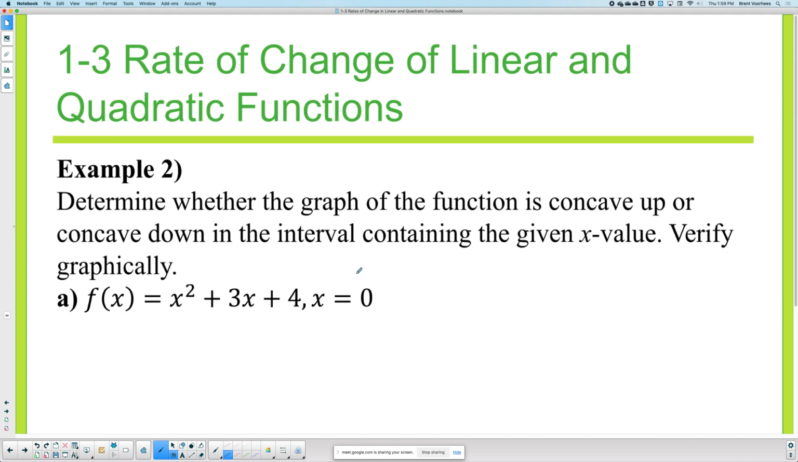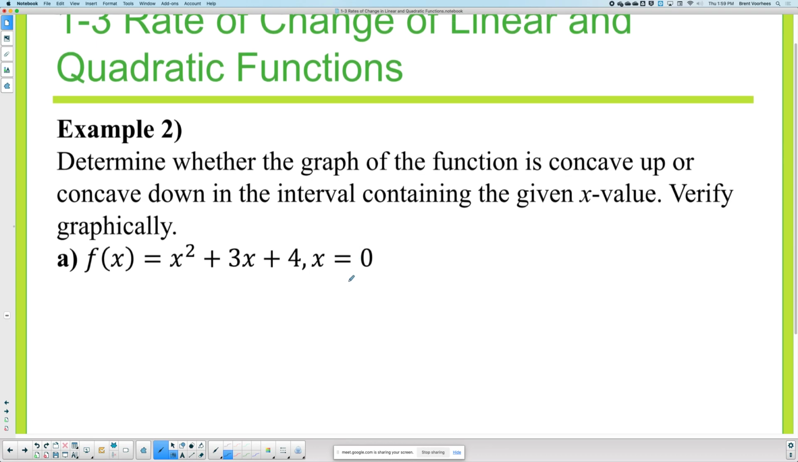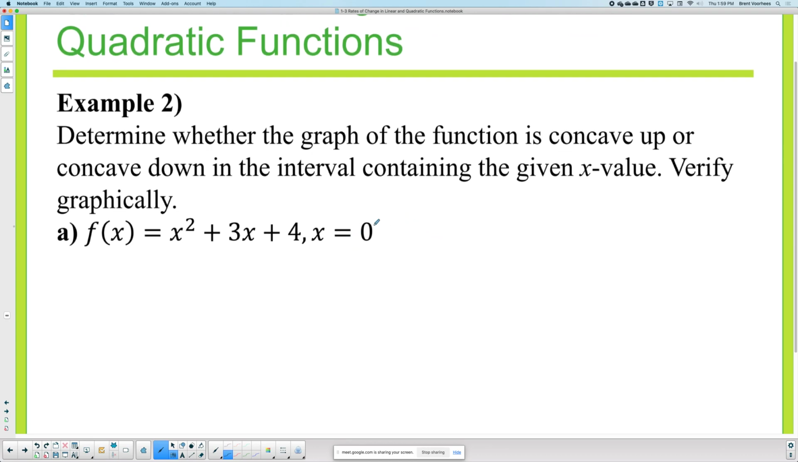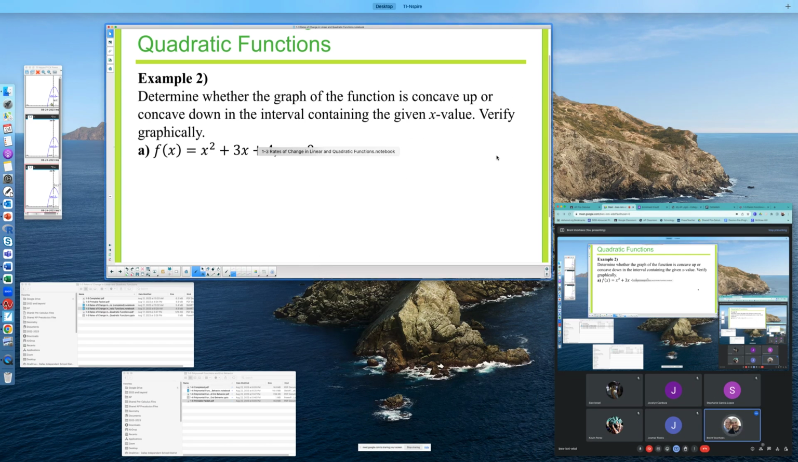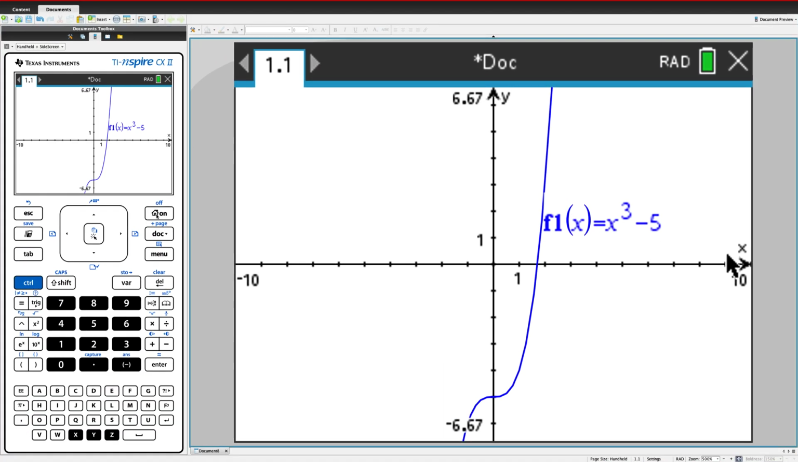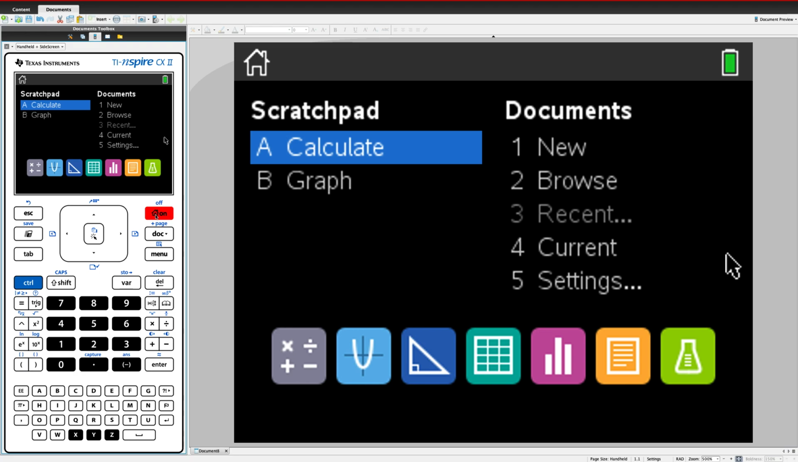So it says determine whether the graph of the function is concave up or concave down in the interval containing the x value. So now we are going to use the calculator because we're going to look at values right at 0. Okay, so make sure you have a calculator and follow along with me. What I'd like you to do first, just to clear out everything that might possibly be on your calculator, press home screen and then choose new document.